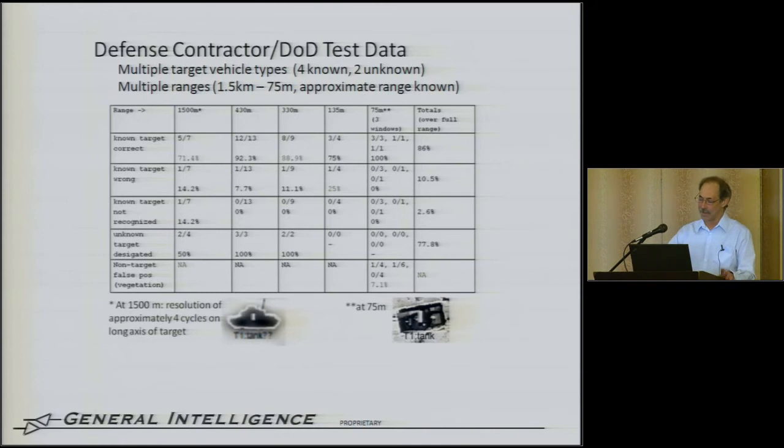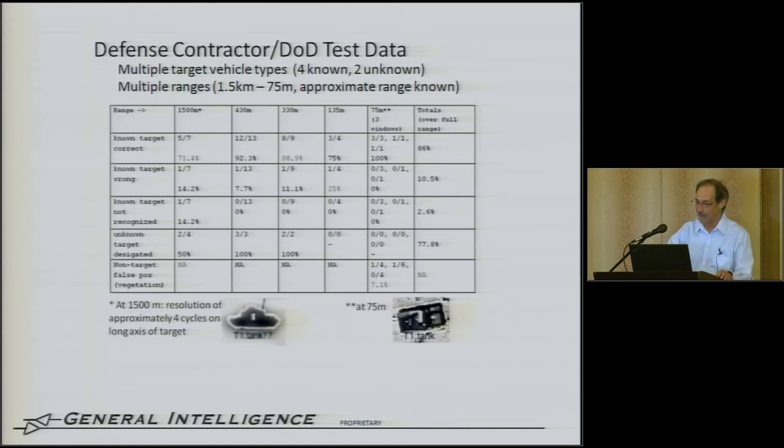The data set here, again, I can't show you because it's FOUO, but the setup was that a camera is flown towards a set of military targets from about 1.5 kilometers out, and there's a sequence of images of those targets as it flies in. It's flown at an altitude of about 70 meters. At 1.5 kilometers, there's about 4 cycles of resolution on the target, and we still got 5 out of the 7 known targets correct. By the time we're down to 430 meters, we're doing 92.3%.